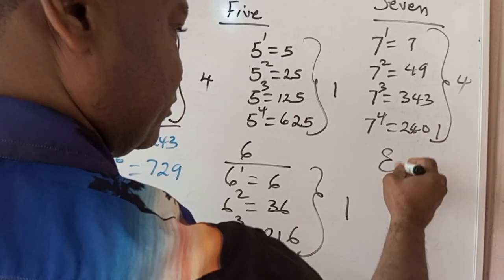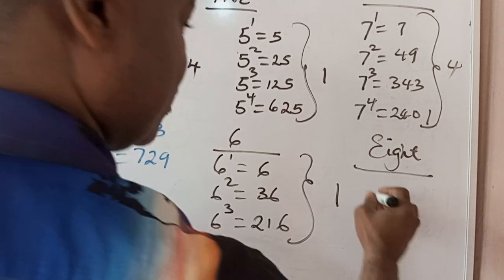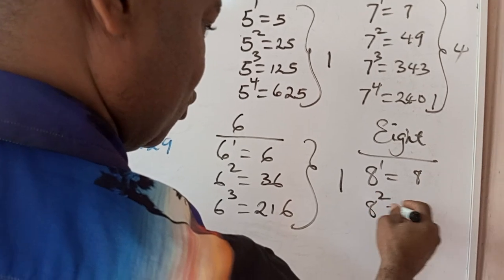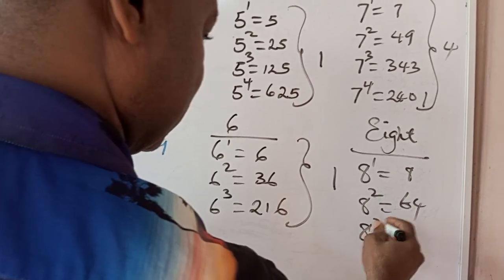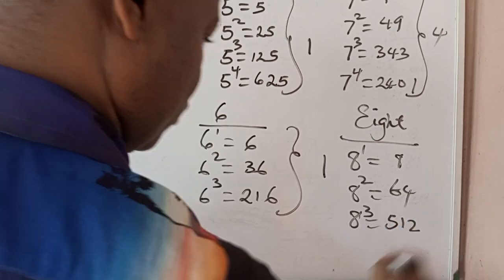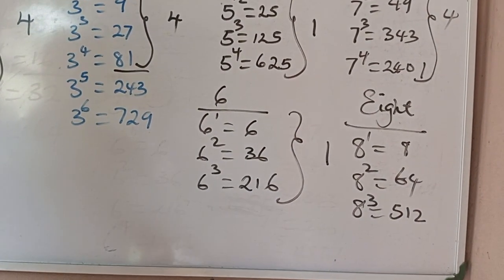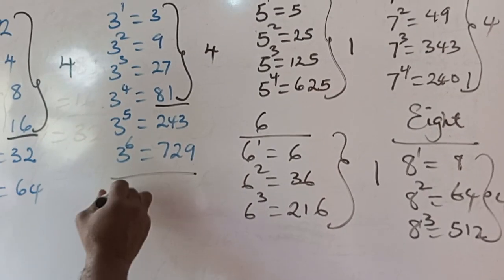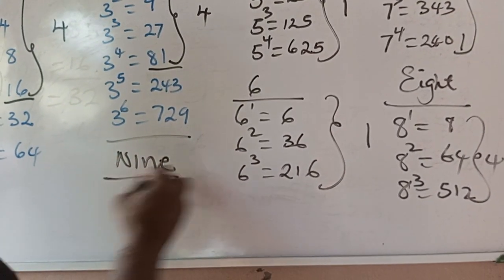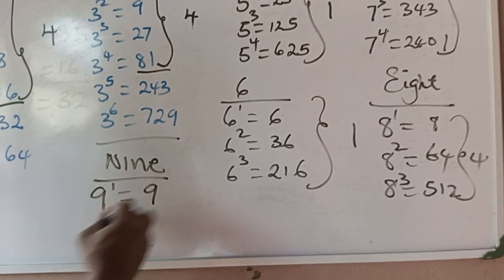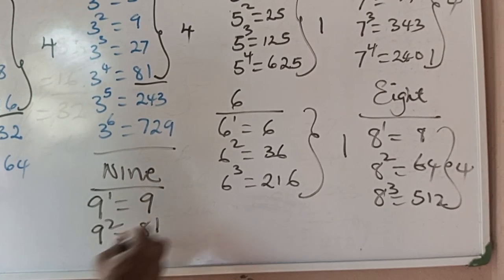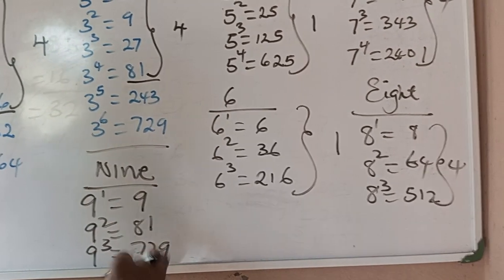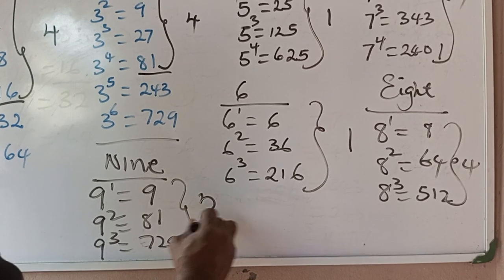How about 8? So we have 8 index 1 is 8, 8 index 2 is 64, 8 index 3 is 512. And it continues like that, giving us that the number cycle for 8 is also 4. And then for 9, 9 index 1 is 9, 9 index 2 is 81, 9 index 3 is 729. You can see 9 repeats again here, meaning that the number cycle for 9 is 2.